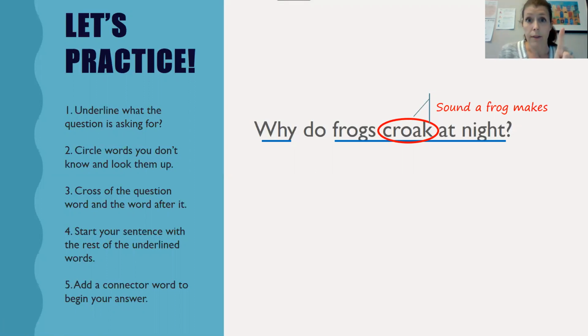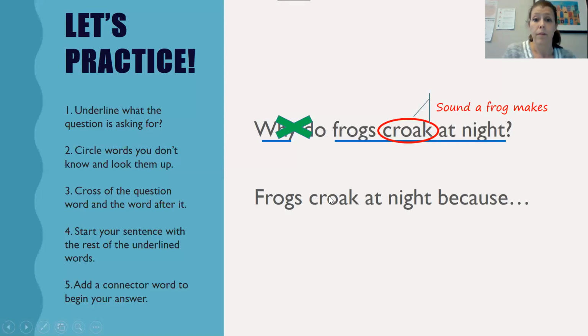So now we X off the question word and the word next to it. And the words that are underlined that are left over are the beginning of our answer. Frogs croak at night, and then we add a connector word, because. Frogs croak at night because. That's a much more complete answer than what Deborah gave.